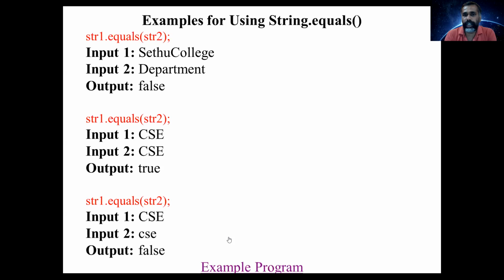So this function returns a Boolean value, either true or false. It checks each and every character of both the strings. If everything is equal, then it returns true. Otherwise, it returns false. So this is the example for string.equals.